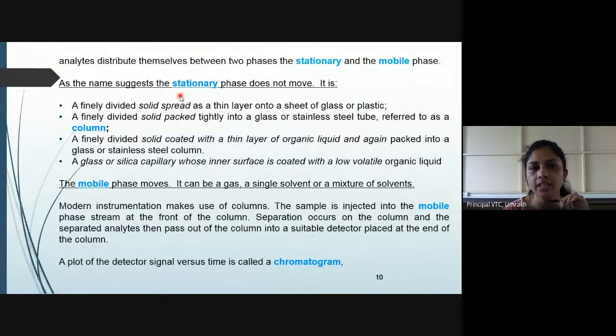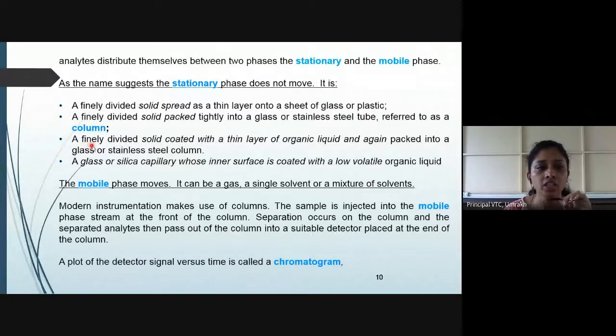If you might have been shown those TLC plates, fine, but if you have not, then we will show you. So the stationary phase can be a finely divided solid spread on a layer of glass or plastic sheet. Or it can be a column, tightly packed with finely divided solid. And that column can be made of glass or even of stainless steel.